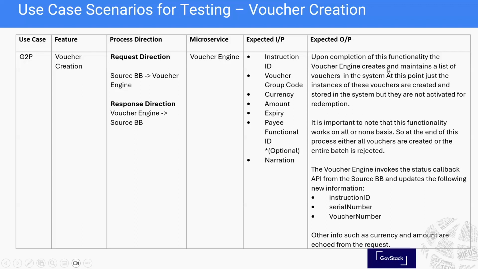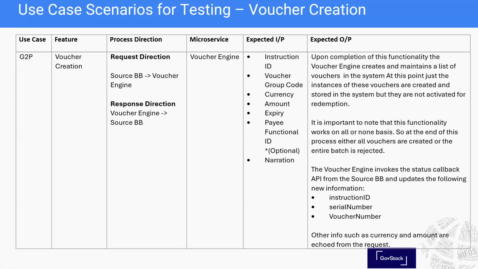So upon the completion of this functionality, once all the checks have been done and if everything is correct, one thing to note over here, which we've been talking about previously also, is that when a voucher creation request comes, it works in an atomic sort of way. So if the batch has any one record that is not correct, then the entire batch would be rejected. So it's an all or none request.